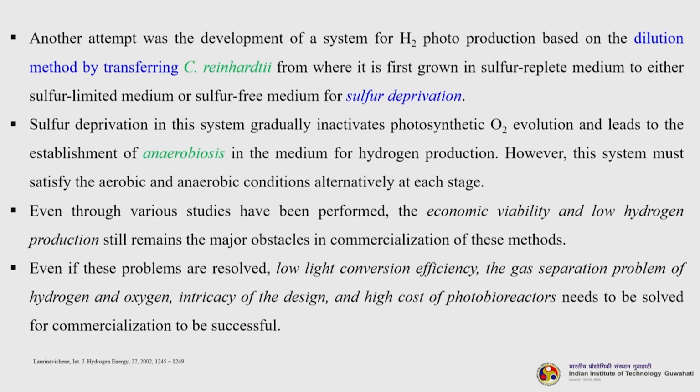Okay. So, another attempt was the development of a system for hydrogen photoproduction based on the dilution method, by transferring the Chlamydomonas reinhardtii from where it is first grown, usually in sulfur replete medium, to either sulfur limited medium or sulfur free medium for sulfur deprivation. Now, sulfur deprivation in this system gradually inactivates the photosynthetic oxygen evolution and leads to the establishment of anaerobiosis in the medium for the hydrogen production, which requires anaerobic conditions basically. However, this system must satisfy the anaerobic and aerobic conditions alternatively at each stage.